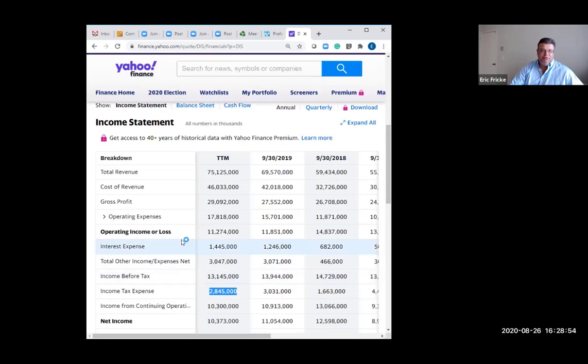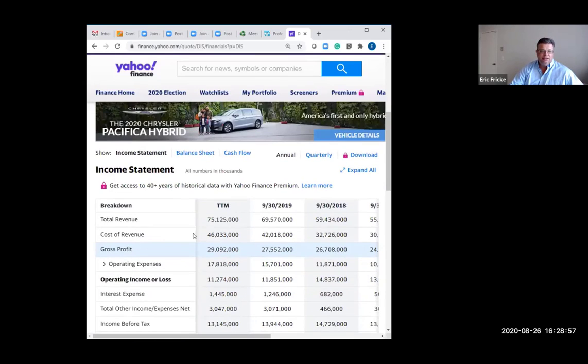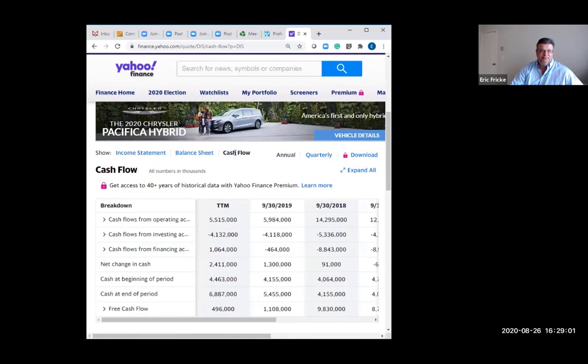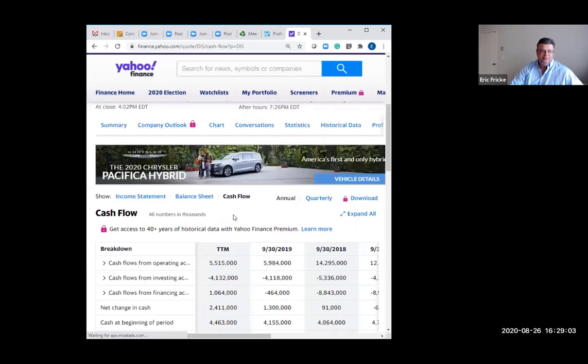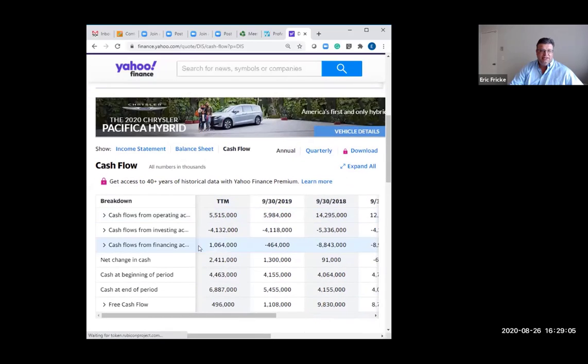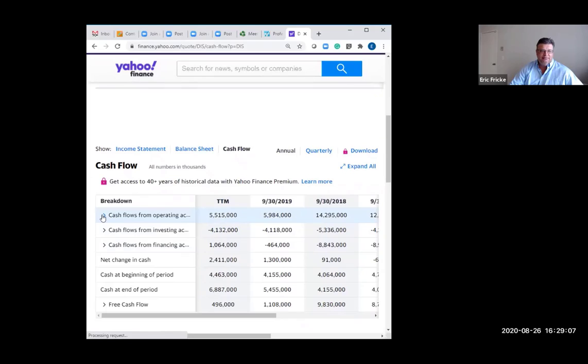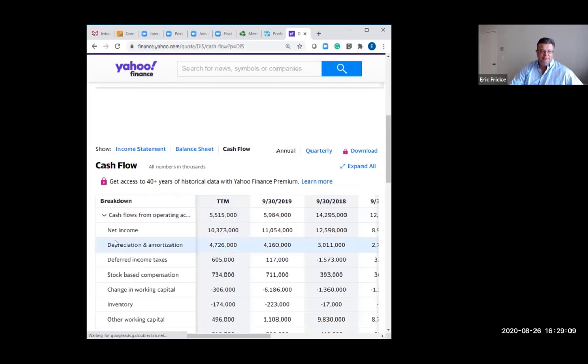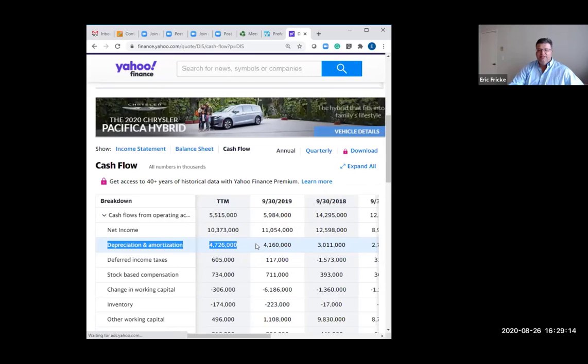So where do we get depreciation? We have to go to the cash flow statement to get depreciation. And it's going to be under operating. And there it is. So there's depreciation.